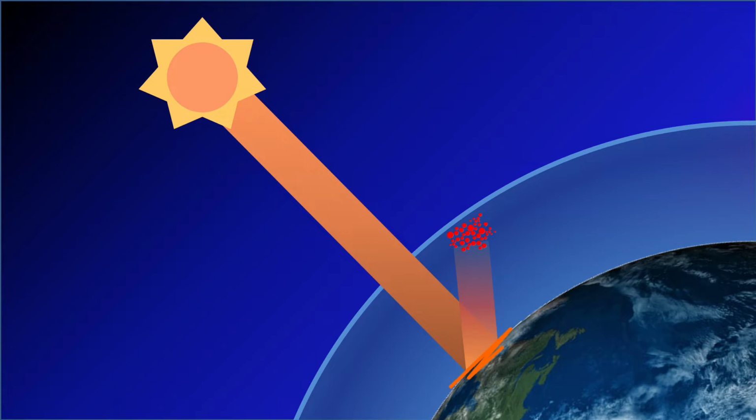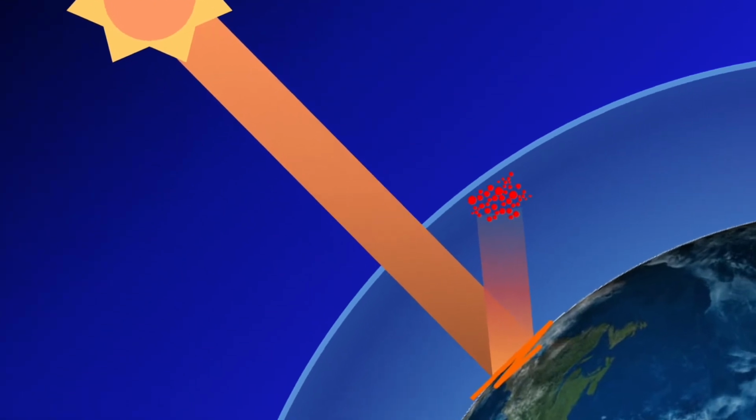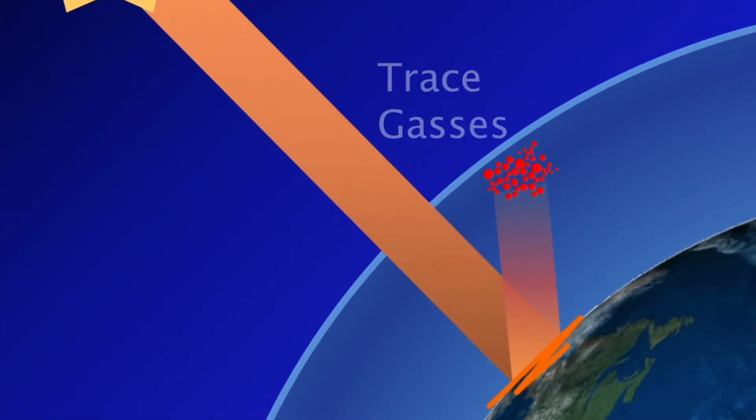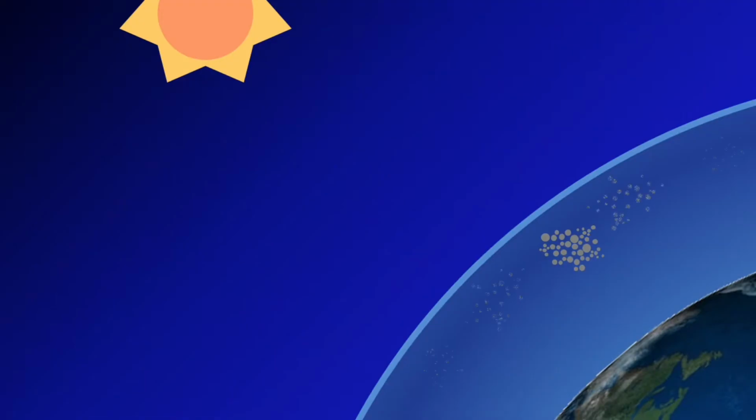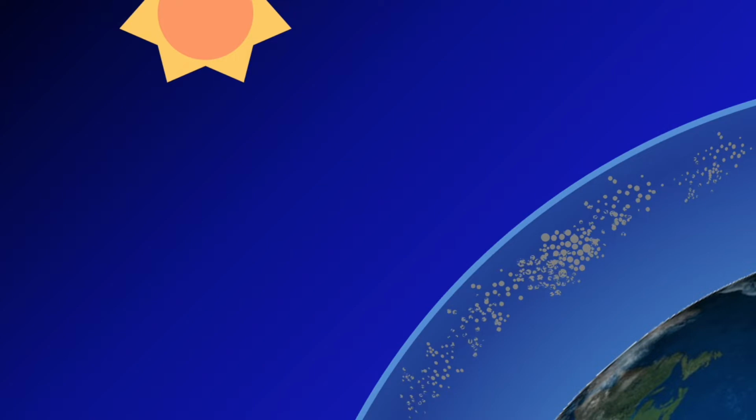The ratio of how much energy radiates into space and how much radiates back to Earth depends on the amount of trace gases in the atmosphere. The less and fewer kinds of trace gases there are, the cooler the planet. The more trace gases, the hotter it will be.